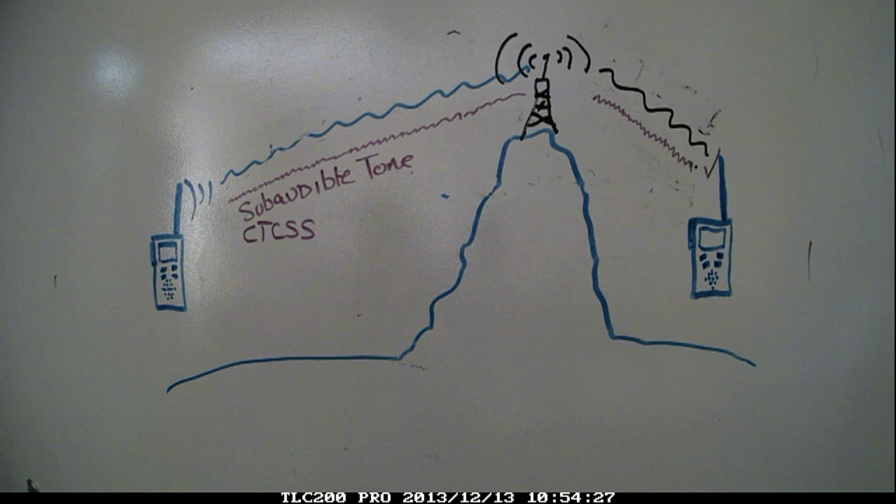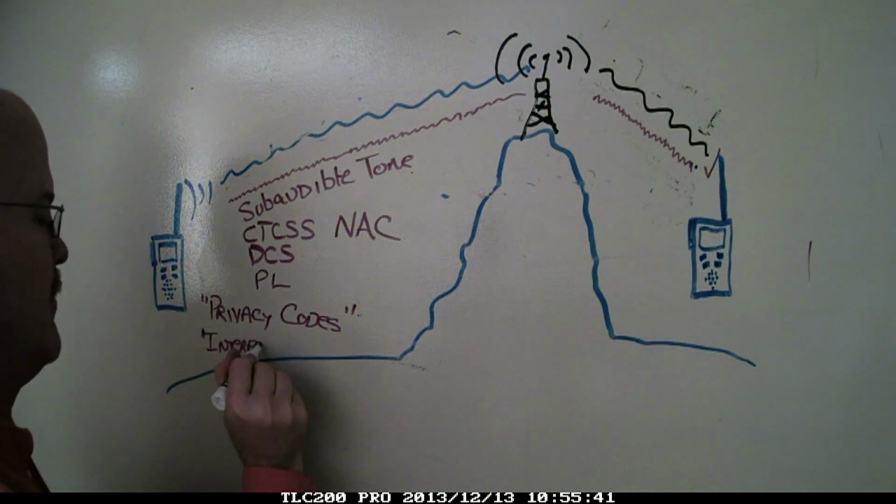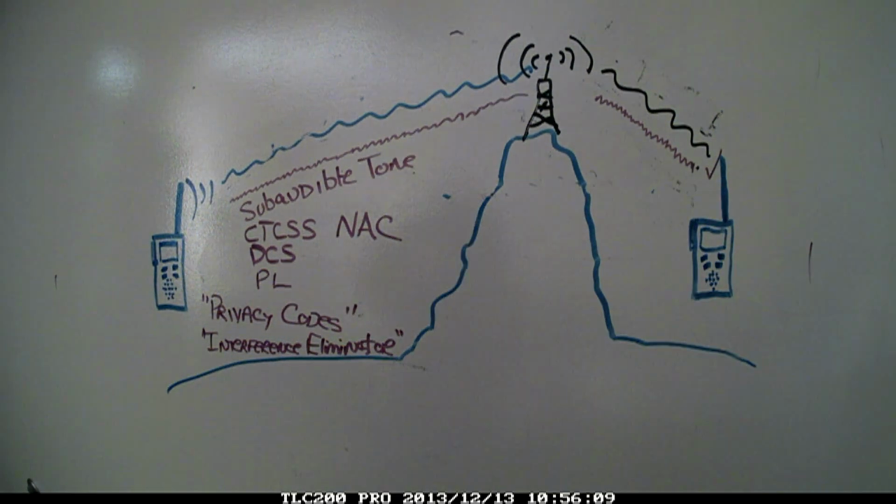CTCSS, which means Continuously Tone-Coded Squelch System, and DCS, which means Digitally Coded Squelch. For APCO 25 digital voice frequencies, the code is included as part of the data stream and is called NAC, or Network Access Code. CTCSS, DCS are also commonly called privacy codes, interference eliminator codes, and more.